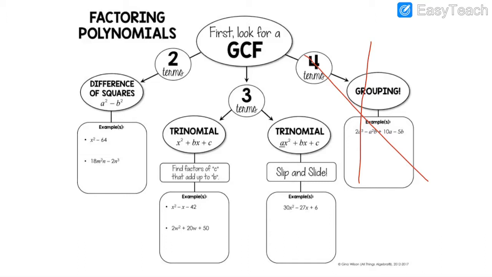So the very first thing you need to do always is look for a greatest common factor. If there is anything that you can pull out, we will pull that number or those letters out before we begin any of these other factoring techniques. Alright, so after you look for a greatest common factor, if we have 2 terms left, the only thing we can look for is a difference of squares.